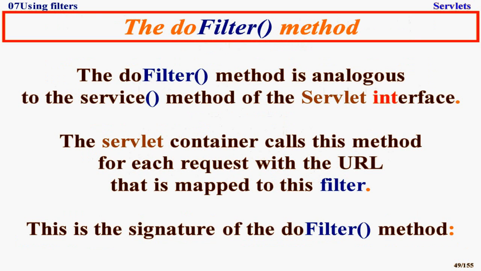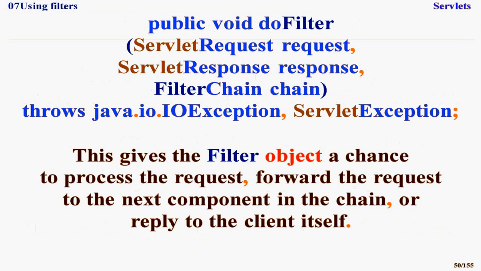The doFilter method. The doFilter method is analogous to the service method of the Servlet interface. The servlet container calls this method for each request with a URL that is mapped to this filter. This is the signature of the doFilter method: public void doFilter(ServletRequest, ServletResponse, FilterChain) throws java.io.IOException, ServletException. This gives the filter object a chance to process the request, forward the request to the next component in the chain, or reply to the client itself.